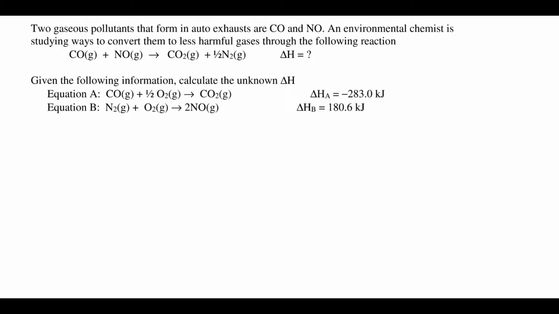In a Hess's law problem, we need to try and reproduce this equation by combining these two equations here somehow. I'll start by focusing on something that appears in our target equation and only in one of the equations given, and that's CO2. We want 1 mole of CO2 in the products, and equation A has 1 mole of CO2 in the products, so that's a good place to start.